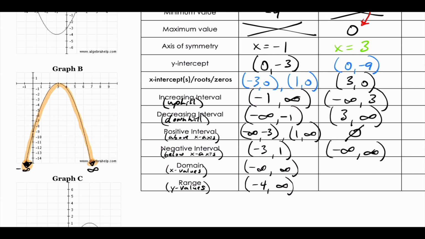Domain. Is it going to get wider and wider as those arrows go down further and further? Yes. I'm going to give you a big hint. For quadratics, the domain will always be the same: negative infinity to positive infinity, because they always get wider as they go up or they go down. Range will change, but domain will always be the same.